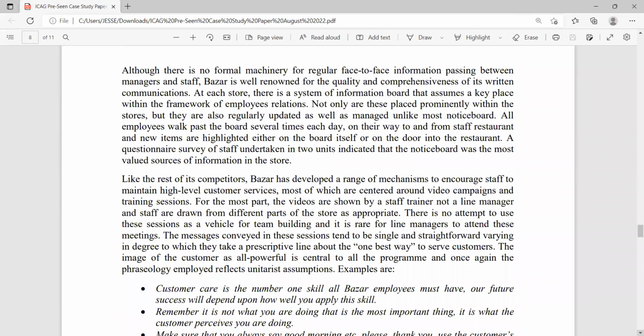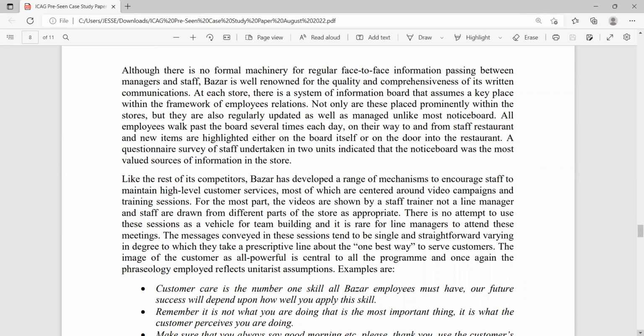Although there's no formal machinery for regular face-to-face information passing between managers and staff, Bazar is well renowned for the quality and comprehensiveness of its written communication. At each store, there's a system of information boards that assumes a key place within the framework of employee relations.